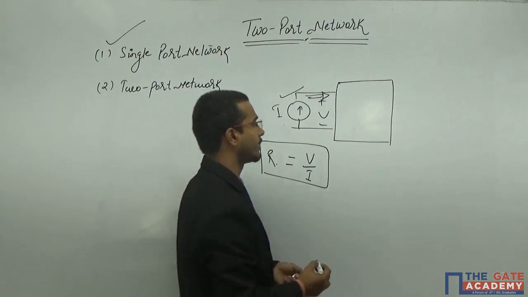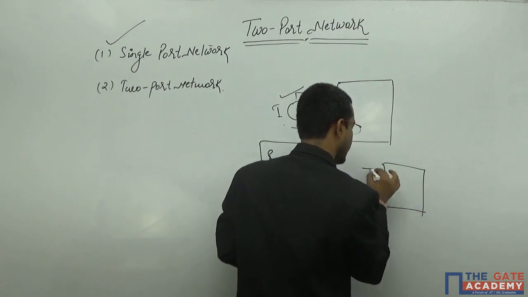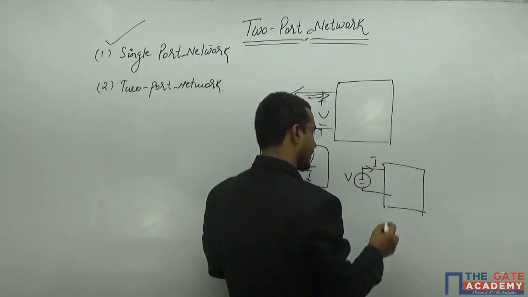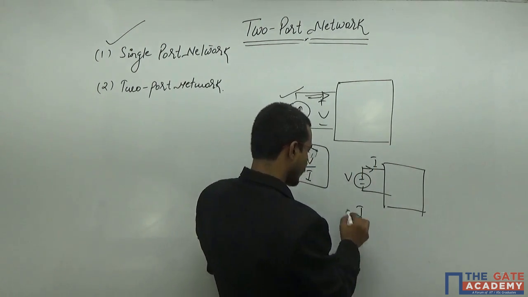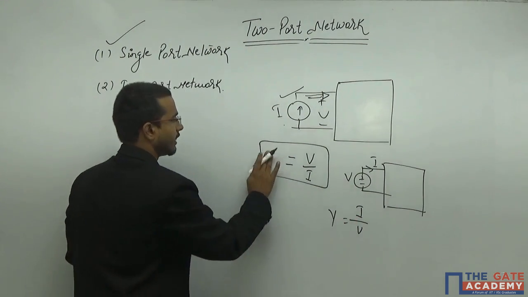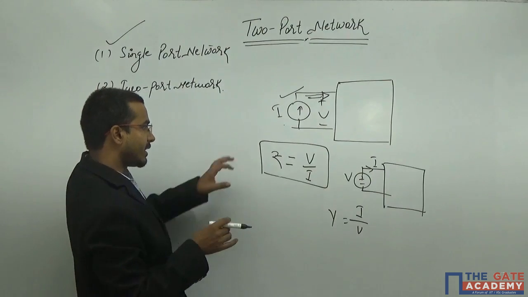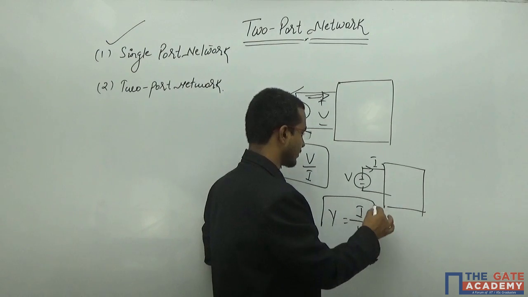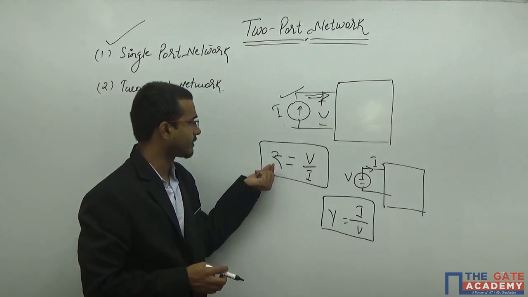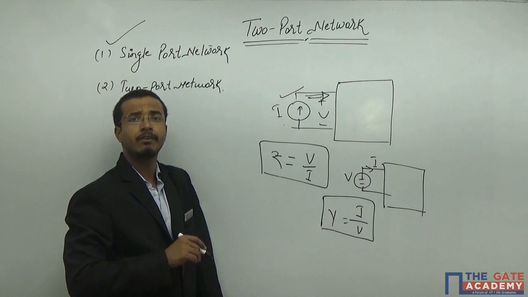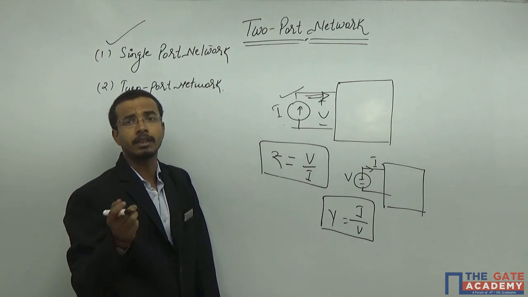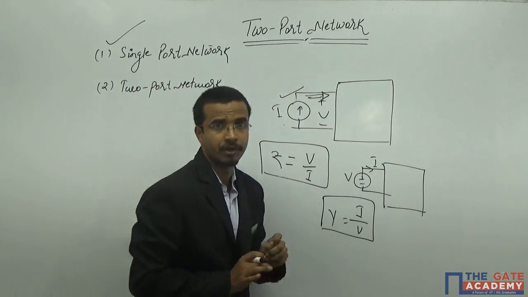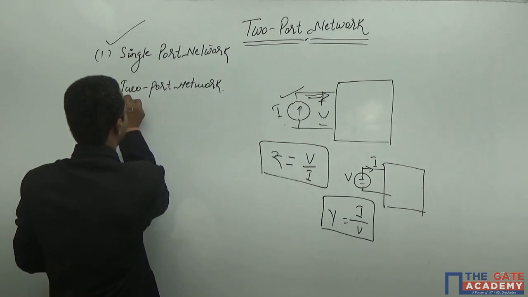Or another scenario is, if you have any particular port, you apply the voltage source V and measure the current I. At this time you calculate I by V, and here you get the admittance function, and the general term for the impedance is Z. That means from here you can get the impedance function, and from here you can get the admittance function. And the Z calculation and the Y calculation you have already studied in the Thevenin and Norton equivalents. That is why I will not discuss the single port network in detail. My main point of interest here is the two-port network.